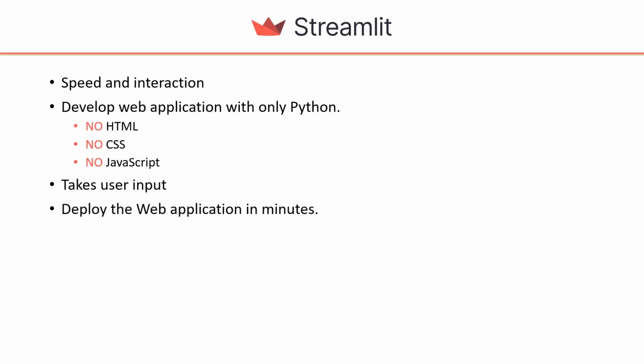Here is where Streamlit enters. Streamlit is all about speed and interaction. It is a web application framework that helps to build and deploy Python-based web applications. And the most important thing is it does not require you to learn HTML, CSS, or JavaScript, so say no to everything. It will only use Python to develop the web application.